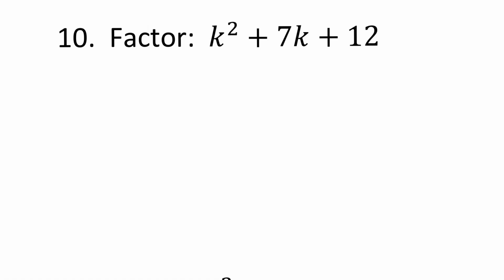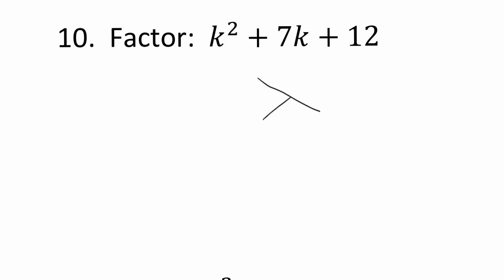Number 10, it says factor, and we have a quadratic trinomial. Quadratic because the degree is 2, the highest exponent is a square, and we have 3 terms, 1, 2, and 3. So it is a quadratic trinomial. Factoring is when you are looking for the factors, the parentheses, the binomials, that will multiply to get that trinomial back. So I'll show you a method, and the method I use is the X diagram.